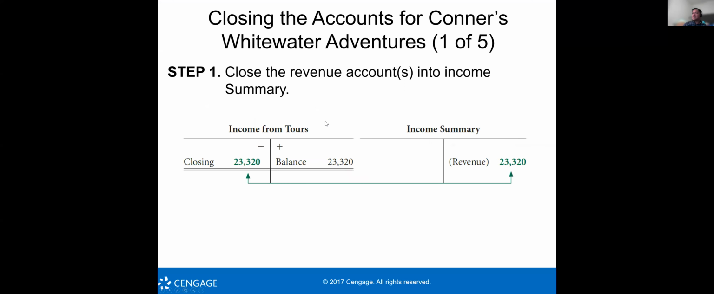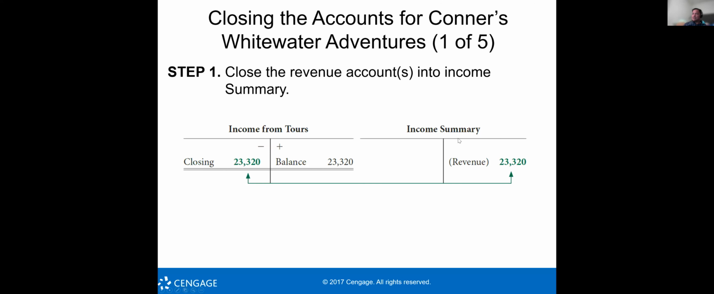So here's the example. We have the income from tours. The balance here was 23,320. In order to close this account, we have to debit it because it has a credit balance, right? So we debit the income from tours with the same amount and then credit the income summary.